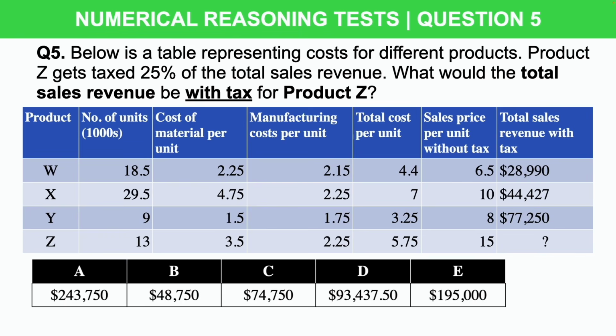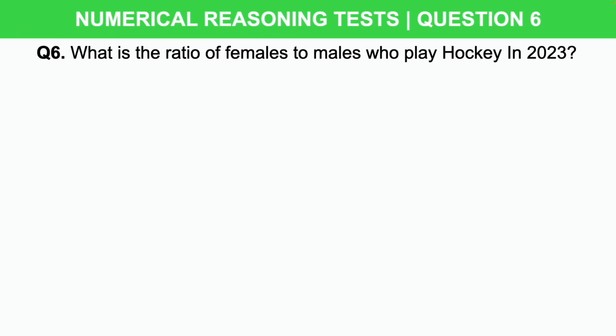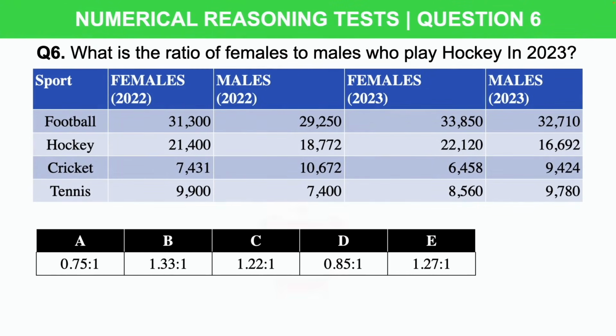Well done, you're doing great. Let's take a look at another question to really help you prepare for your Deutsche Bank assessment tests. So question 6 is this. What is the ratio of females to males who play hockey in 2023? Here's the information. Here are your answer options. You have 30 seconds to work this out, starting now.